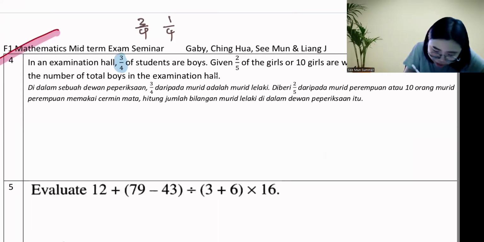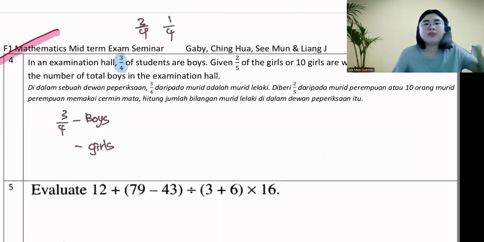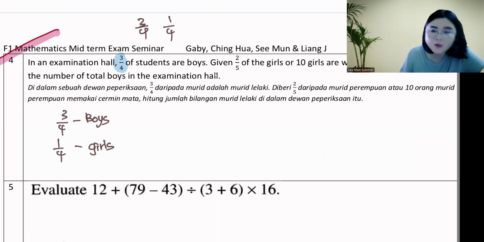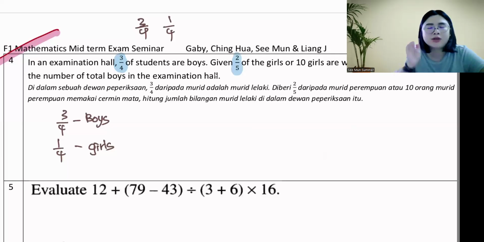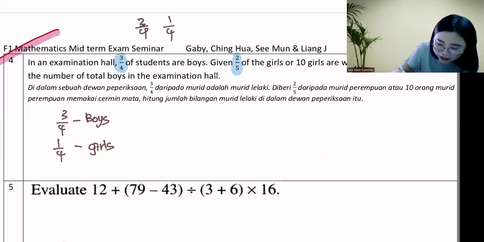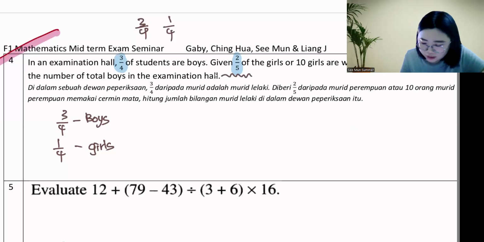So you have to make each fraction also have its meaning. Understand? So they say 3/4 are boys. So I just write boy. So how many are girls? Because we have boys, should have girls, right? So it's 1/4. Correct. So far, so good. Normally I will prefer you highlight all the numbers, because all the important points are in the numbers. And then after that, while reading, jot down the important points. And then they say, given that 2/5 of the girls or 10 girls are wearing spectacles.